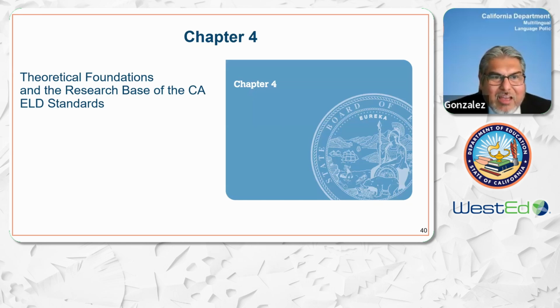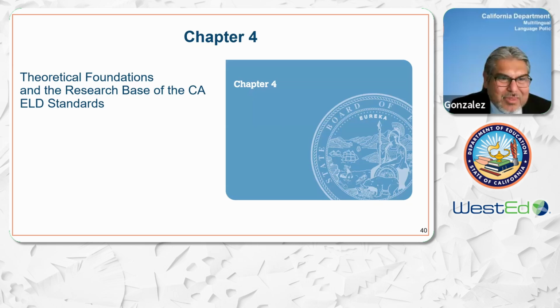The development of the California ELD standards was informed by multiple theories and a large body of research pertaining to the linguistic and academic education of EL students. Social linguistic, social cultural, social cognitive theories emphasize how learning is a social activity and how language is both a form of social action and a resource for accomplishing things in the world. So again, kind of going back with the importance of these standards.